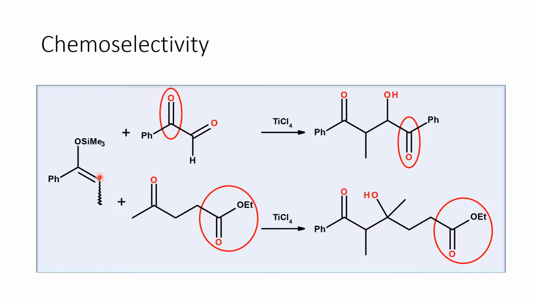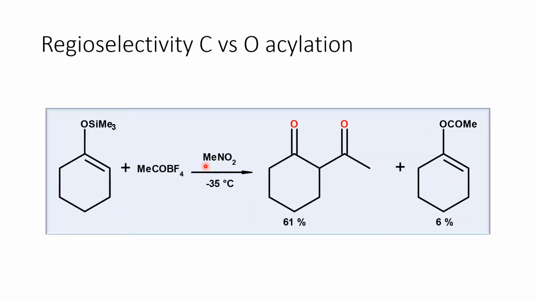That is, when we treat phenyl glyoxal, which is a ketoaldehyde, or the ketoester ethyl levulinate, they both react differently with this silyl enol ether to give 2 different products. In the first case, the ketone is unaffected; in the second case, the ester is unaffected. The trimethyl silyl enol ethers of both saturated and unsaturated aliphatic or alicyclic carbonyl compounds, when subjected to acylation, show regioselectivity of C versus O acylation.